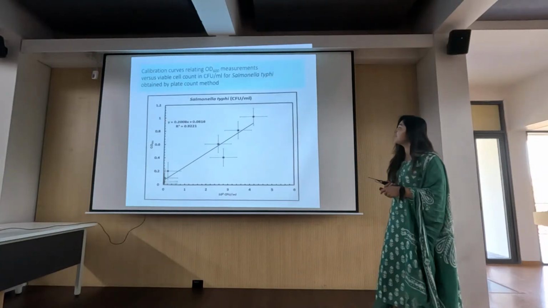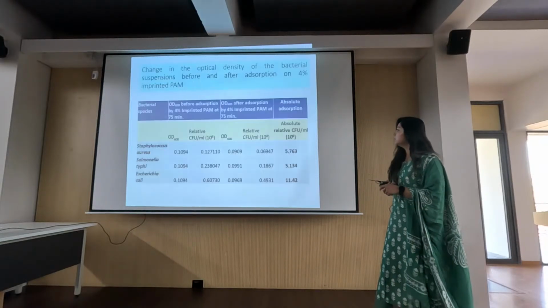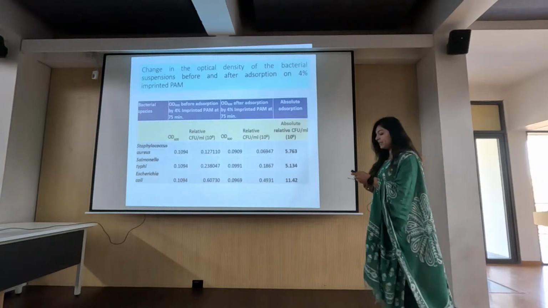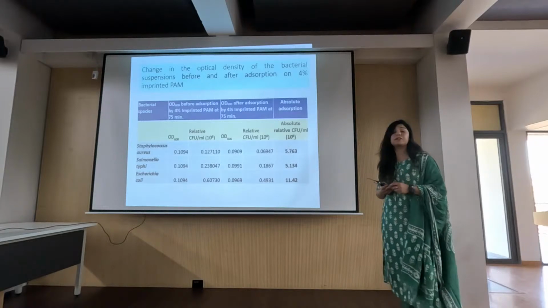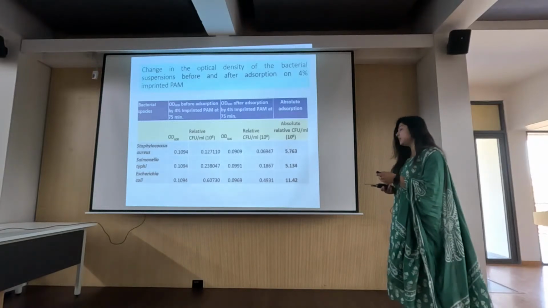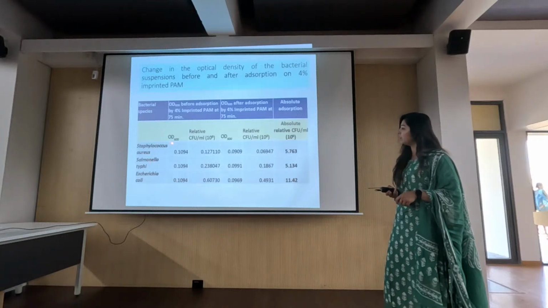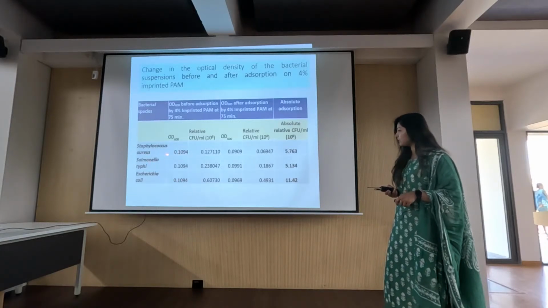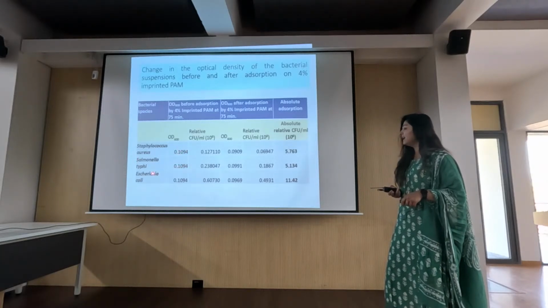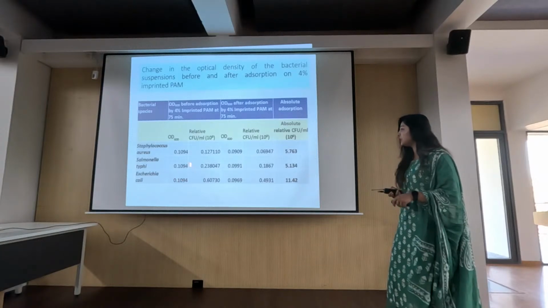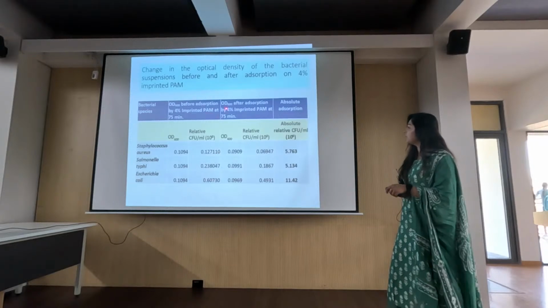Right. So this is S. typhi colony count method, E. coli colony count method. So the change in the optical density of the bacterial suspension before and after adsorption on 4% PAM. Here we can say the OD changes for S. typhi, S. aureus, E. coli are, for S. aureus it was 0.1094, S. typhi it was 1094, E. coli it was 1094. Sorry for that. This is the initial OD, and then the relative change in the OD.